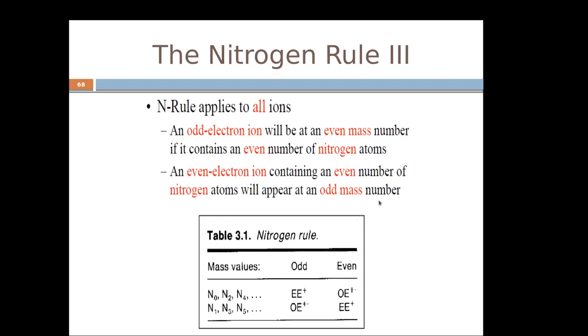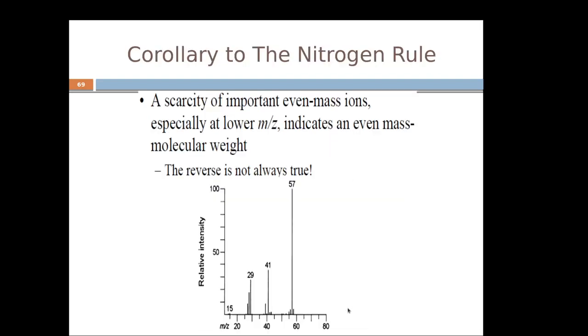We have a compound which contains an even number of nitrogen atoms, and if this compound forms an odd electron ionic species, then its mass will have an even value. But if the same compound forms an even electron ionic species, then the mass of this species will have an odd mass number. So this is what the rule says, which is summarized in this table, and the reverse is not always true. So this one is the corollary to the nitrogen rule.